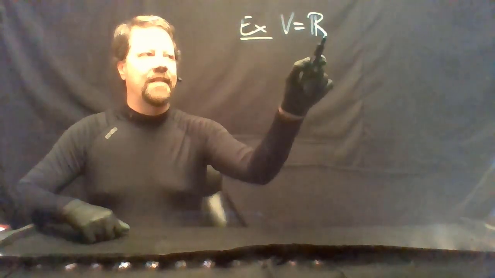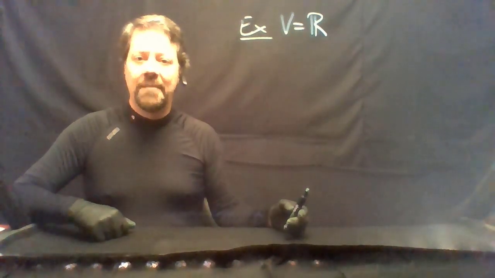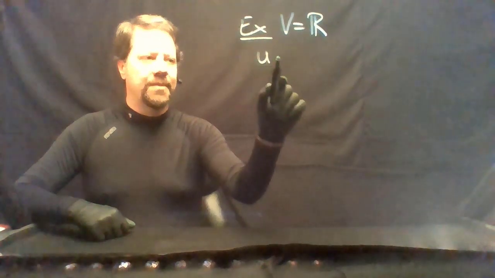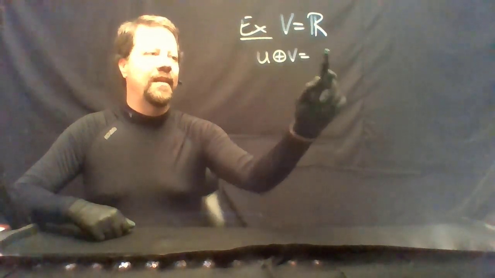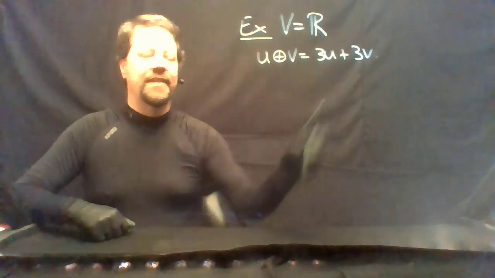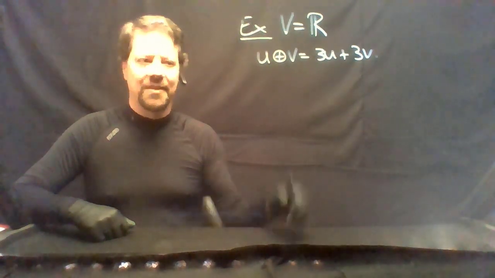Suppose, in our next example, that the vector space is the set of real numbers, but we're going to make a non-standard notion of addition. We're going to suppose that u circle plus v is 3u plus 3v. How does this work? Is it a vector space?